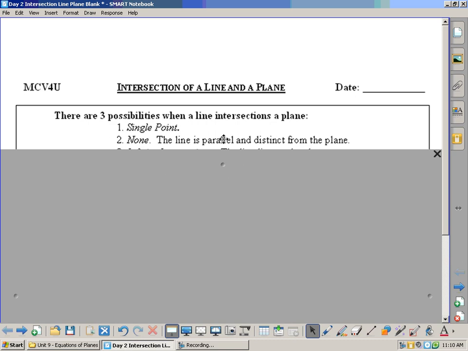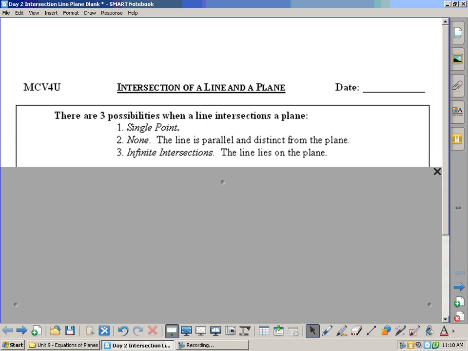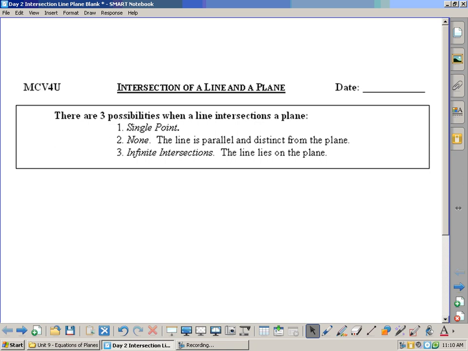And then the third, of course, would be where the line lies on the plane, so the pencil is right on the desk. So not only are the direction vectors parallel or scalar multiples of them, but that point is also on the plane. And if that was the case, you'd have infinite intersections. And those classify your three possibilities.